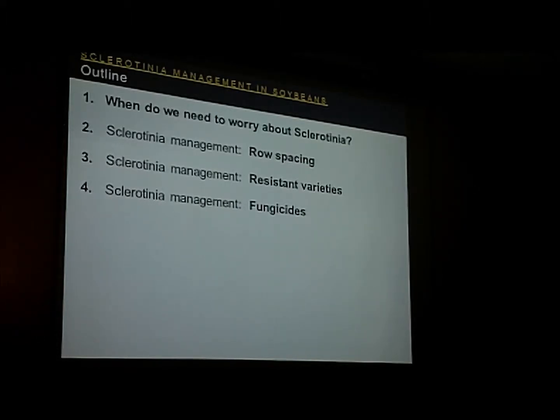Then we'll look at three areas of sclerotinia management, focusing on those three that I think are probably highest on people's radar screens. And the very first of those things, of course, will be row spacing, which I think is the first thing that a dryland producer thinks about doing to avoid future problems.